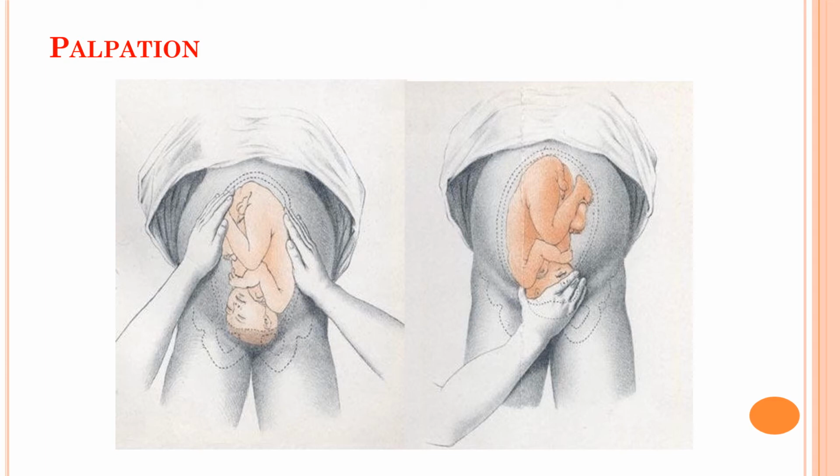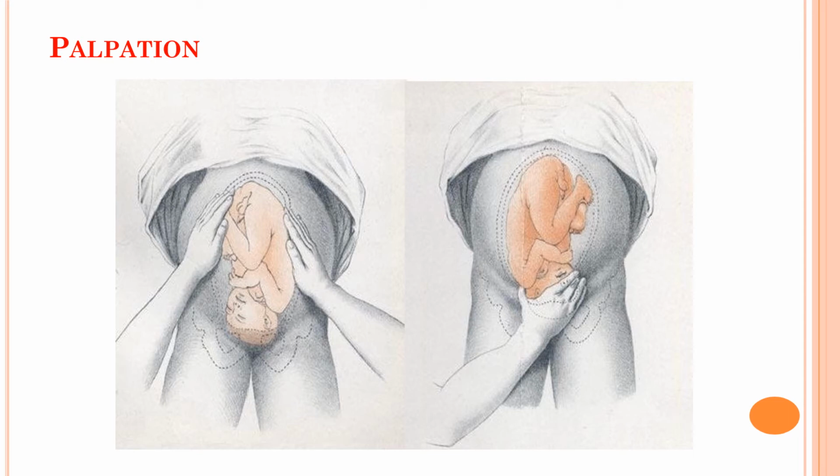Then you want to look at the presentation. You want to look at the presentation of the fetus, and when you want to do that, you palpate the lower uterus, that is below the umbilicus, to look at the presenting part. You want to know which part is the presenting part of the fetus. When you are palpating a firm and round object, it signifies a cephalic presentation. That is, the baby is presenting with what? With the head.